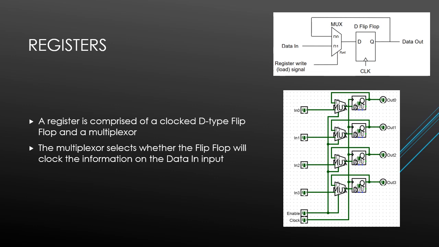Registers. A register is comprised of a clocked D-type flip-flop and a multiplexer. The multiplexer selects between the data out pin on the D-type flip-flop and the data in pin. Above is an example of a 1-bit register, and below is my 4-bit register circuit.